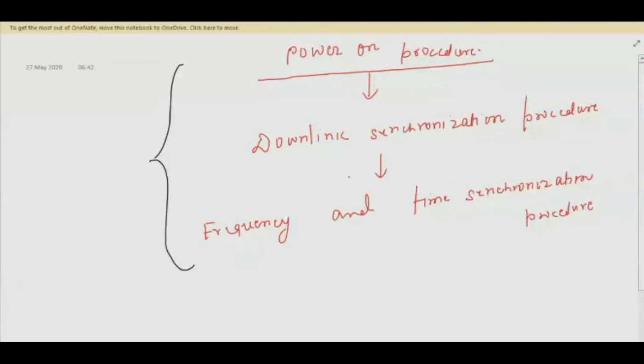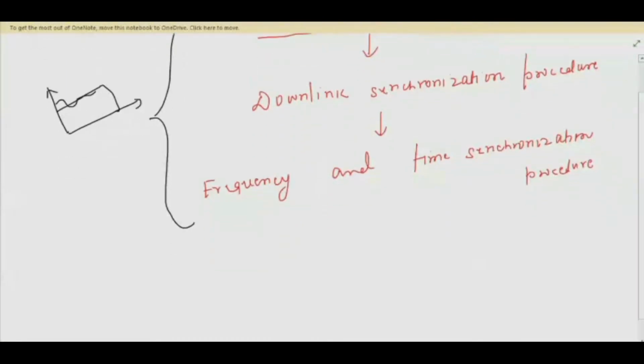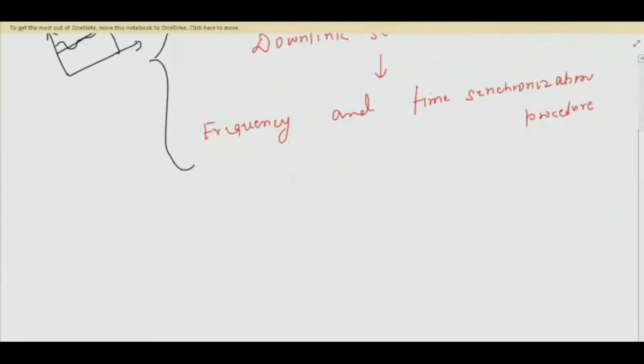But how will it read the system information? The downlink system information is transmitted by the network in the radio frame. So the mobile has to synchronize in the frequency domain and time domain to read that frame. If the mobile is able to read that frame, it means it is synchronized in frequency and time domain. That's why all these three questions have the same meaning. So when your device powers on, what will happen?